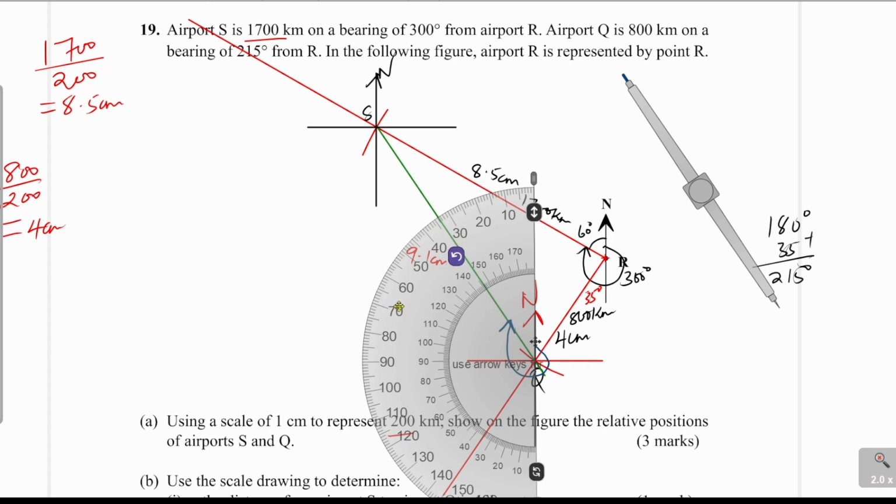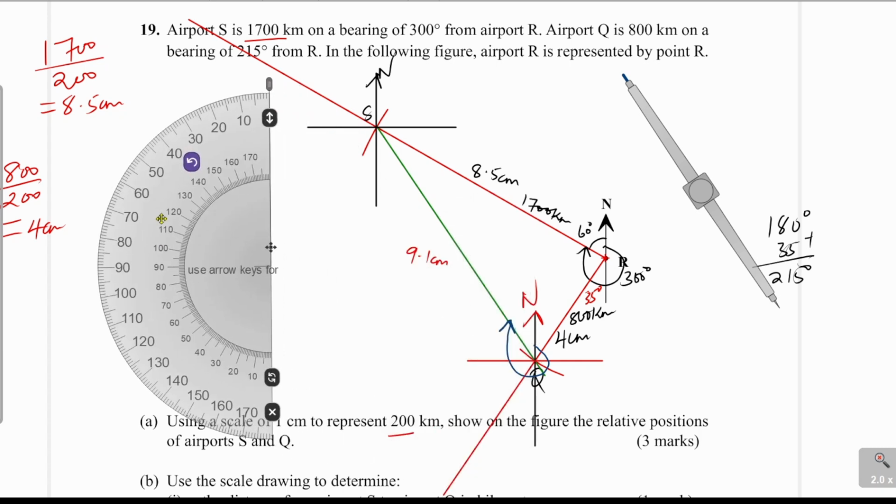So this is the 34 degrees. So this angle is 34 degrees. So the bearing, I simply take 360 minus 34 degrees. That is what is going to give me the whole of this angle. This is the required angle that we need to measure.